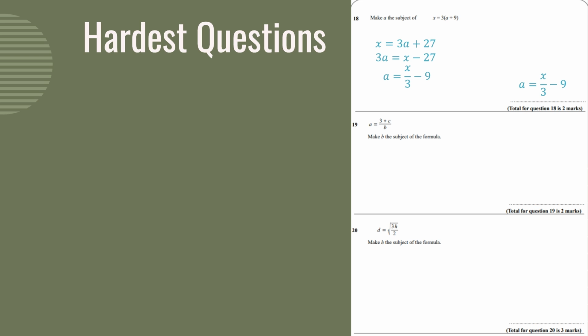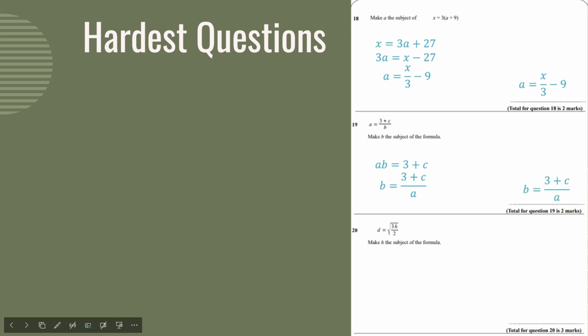In our second question, make b the subject of the formula a equals 3 plus c, divided by b. So first we times by b to get ab equals 3 plus c, and then we divide by a to get b equals 3 plus c, divided by a.